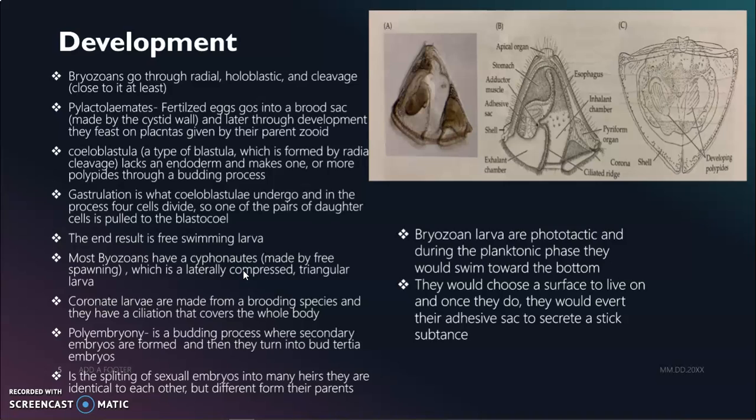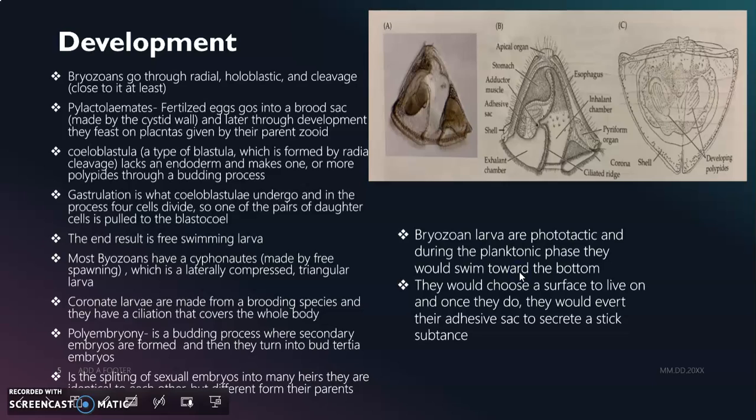Bryozoan larvae are usually phototactic, meaning that they swim typically towards the sunlight, and during the planktonic phase, they usually swim toward the bottom, so they become negatively phototactic as they swim towards the bottom. Like I said in the diagram, they usually choose a surface to live on, and once they do, they'll evert their adhesive sac to secrete a sticky substance.